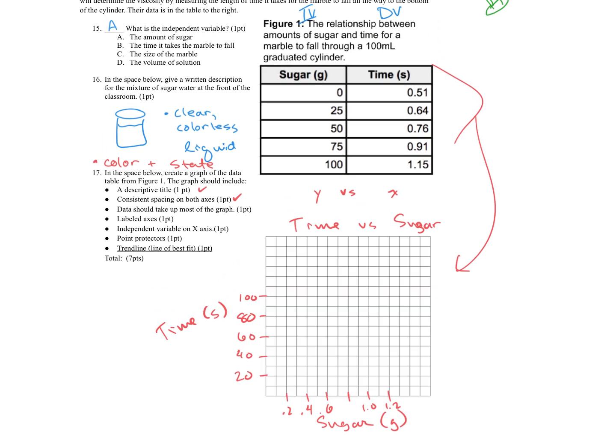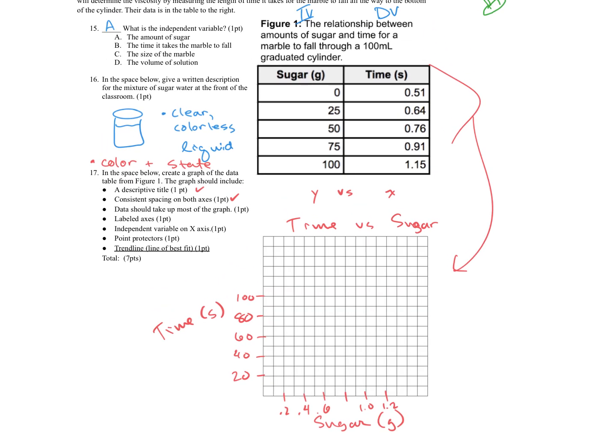Now the data should take up more than half of the graph. Halfway is like right here. So you have to have your y value higher than halfway through the graph, and your x value should be higher than halfway through its graph. So at 0 grams of sugar, we need to show that it took 0.51 seconds.